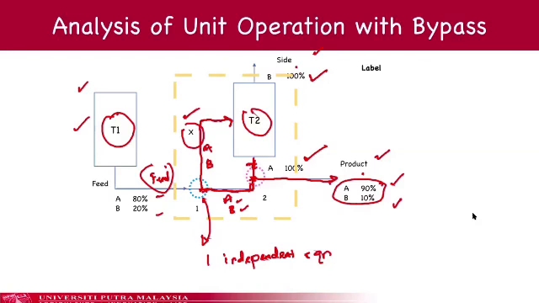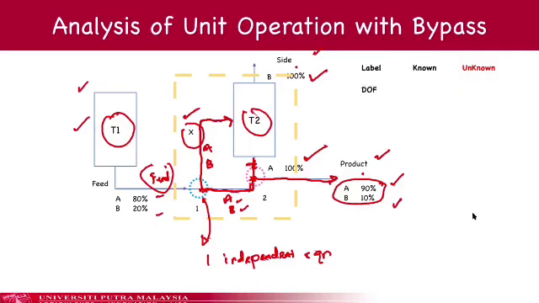Now label all your knowns and unknowns. What is your known information? What is your unknown information? Your unknowns will be the amount of feed, the amount of X, the amount of side, and the amount of product. Your known information is the mole fractions of all of the streams.